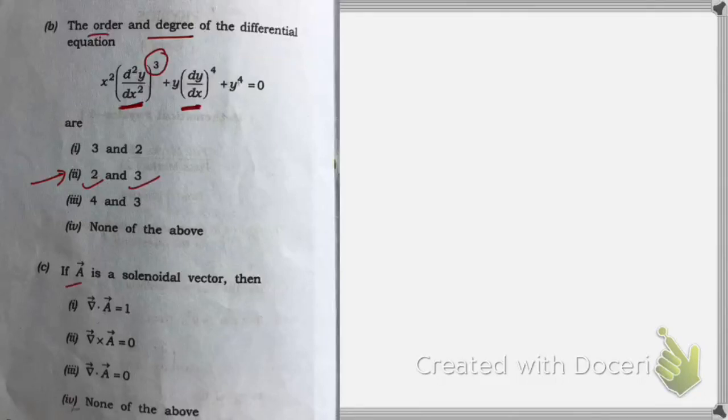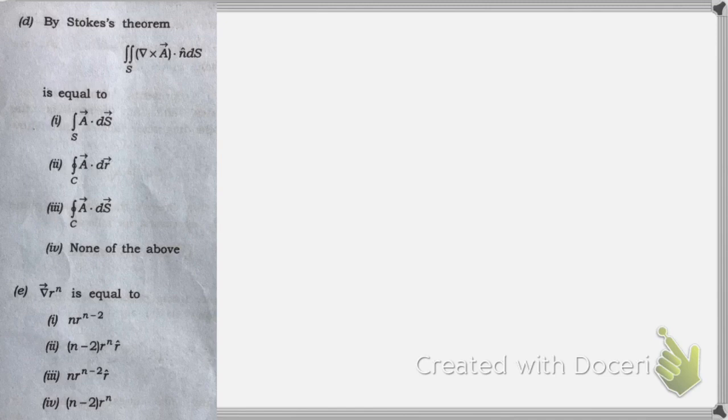And a vector will be solenoidal if its divergence is 0. So this is the correct option, option 3 of question number 3. Now let's move on to the next question. Here you see Stokes theorem. This is equal to option 2. If you remember Stokes theorem, this should be the correct answer.